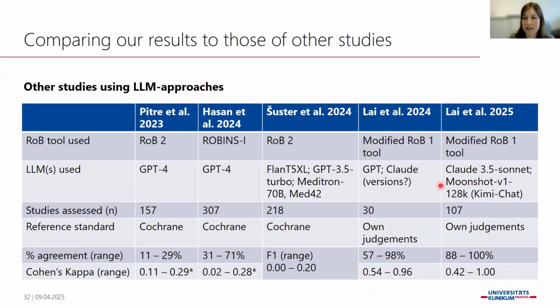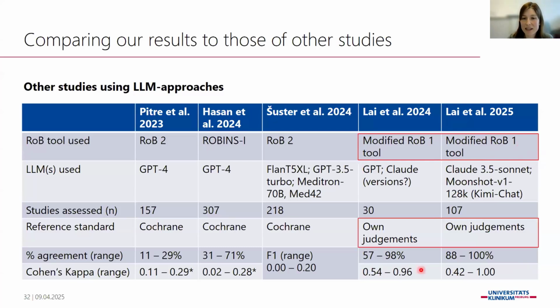And yes, so they applied GPT, Claude, also here a Chinese LLM. But where could be the differences? Why did they produce so different results? I cannot really tell, but I can just tell what were the differences to the other approaches. So what they did is they used a modified version of ROB1, which is perhaps quite easy to apply, I guess. So maybe this is a reason for the discrepancy.